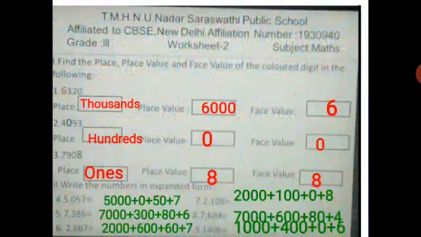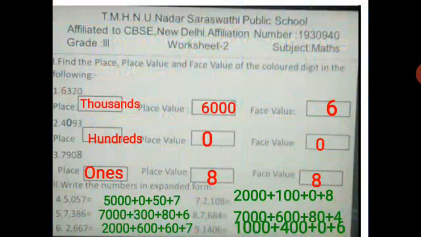Find the place value and face value of the colored digit in the following. 6320. Which digit is colored? 6. What is the place of 6? 6 is in the thousands place, so 1000. Next, place value. What is the place value of 6? 6000. Face value means the number itself, so face value is 6.